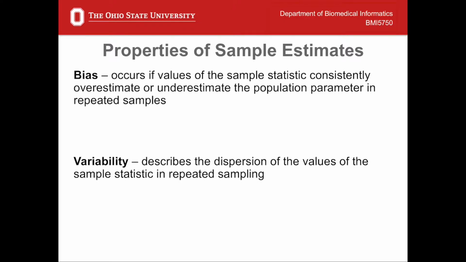Here are some properties of sample estimates. First, bias. The second is variability. Bias occurs if values of a sample statistic consistently overestimate or underestimate the population parameter in repeated samples. Variability describes the dispersion of the values of the sample statistic in repeated sampling. Now we show the difference between the two concepts with a figure.